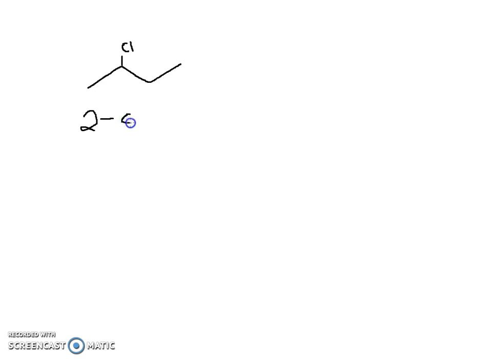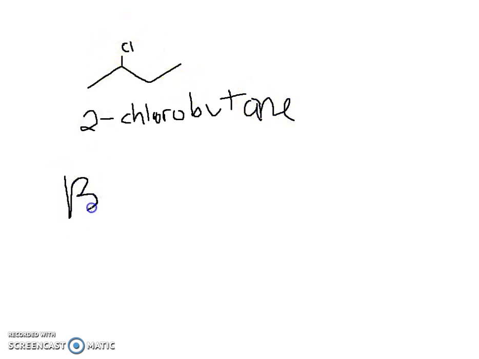Anytime you have a branch, you still need a number. But the name for a chlorine would be chloro. So this would be 2-chlorobutane, in this case. So chloro is chlorine, bromine is bromo. So that's a bromine branch. Iodine is iodo.